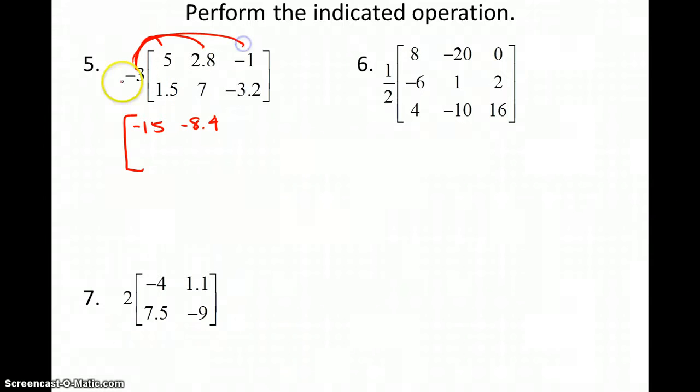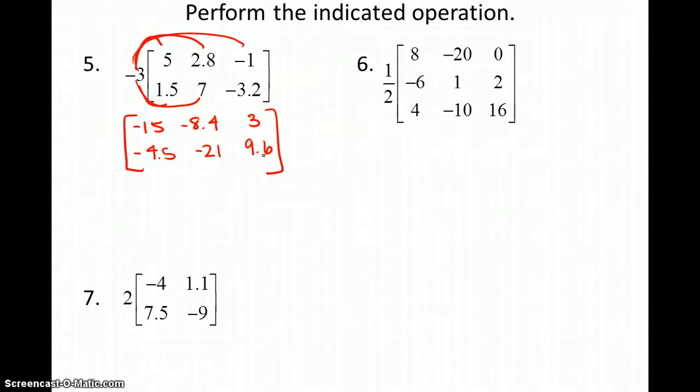Negative 3 times negative 1 gives us positive 3. Negative 3 times 1.5 gives us negative 4.5. Negative 3 times 7 gives us negative 21. And then negative 3 times negative 3.2 gives us a positive 9.6.